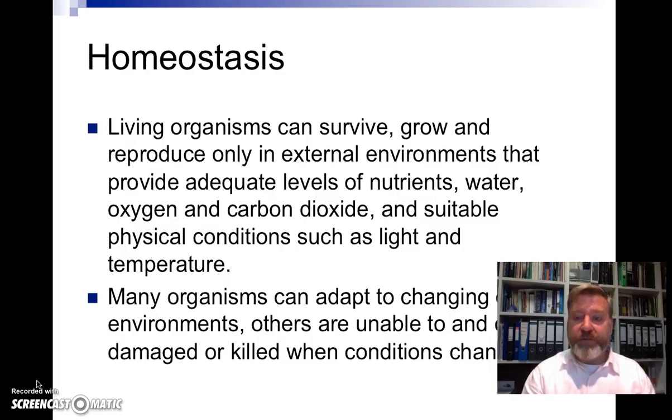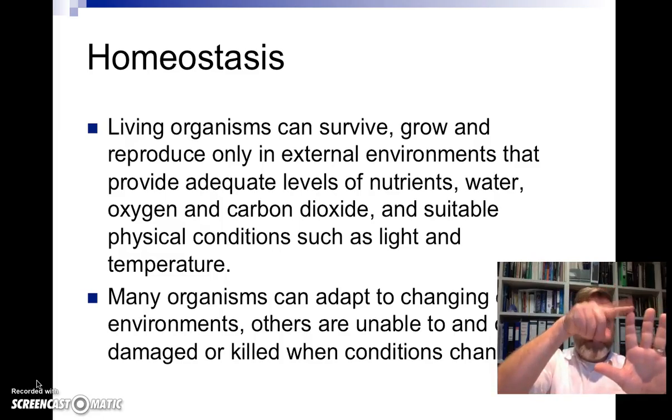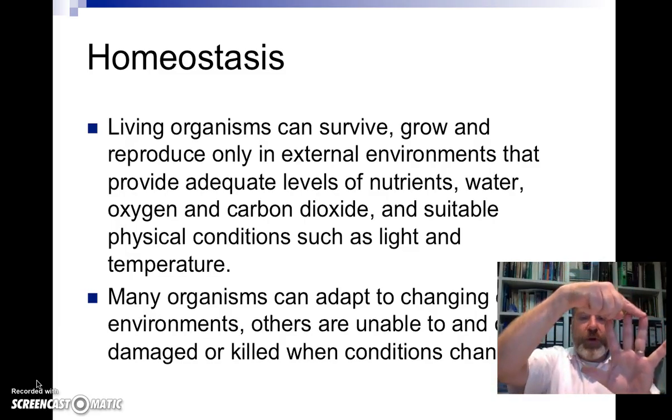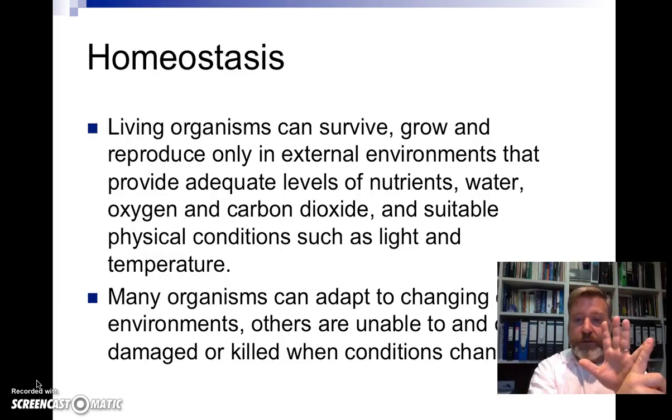Living organisms can survive, grow, and reproduce only in external environments that provide adequate levels of nutrition, water, the ability to exchange gases, carbon dioxide and oxygen, and have suitable physical conditions. And so I talked to you about those six things now. So we have water, we have energy, and that can be nutrition, light, all that sort of thing. We're talking about all organisms, not just us. Gas exchange, waste removal, reproduction.